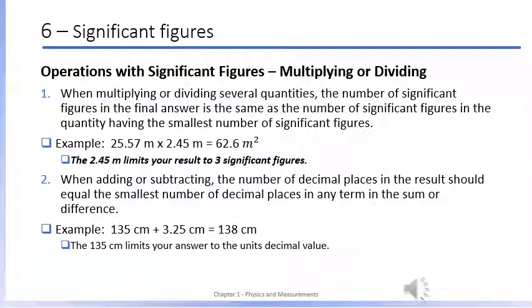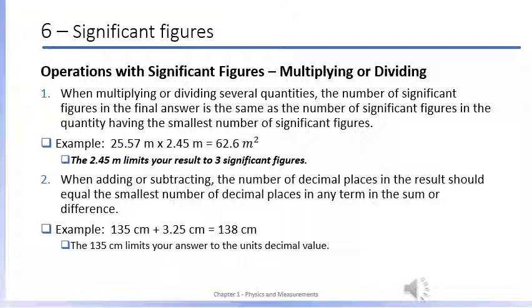Now we will speak about operations with significant figures, for multiplication or division. When multiplying or dividing several quantities, the number of significant figures in the final answer is the same as the number of significant figures in the quantity having the smallest number of significant figures. To clarify this sentence, I will use an example. If we are multiplying 25.57, we have here four figures, times 2.45, three figures, the final answer should have only three figures.